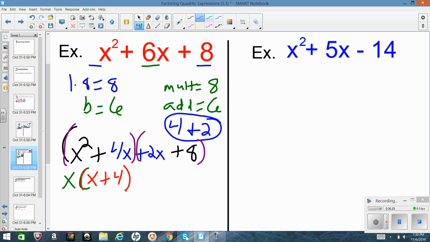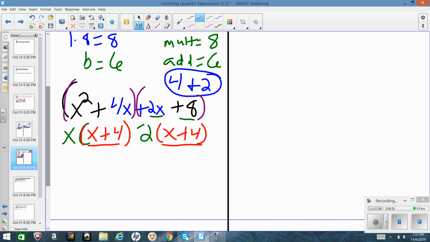If I look at the last two terms, what do they both have in common? They have a 2. So if I take out a 2, from 2x I have x. 8 divided by 2 gives me 4. So now I have x plus 4. When you do this, these two terms must match. The x plus 4 has to equal x plus 4, or you did something wrong.